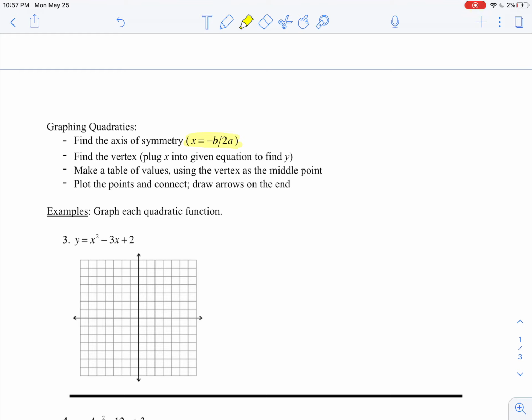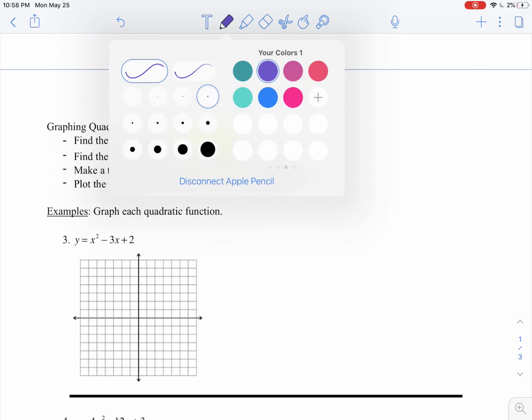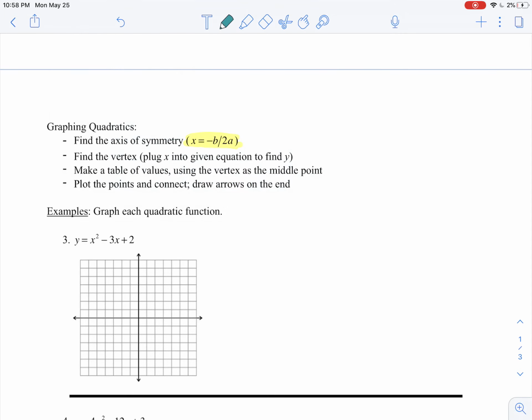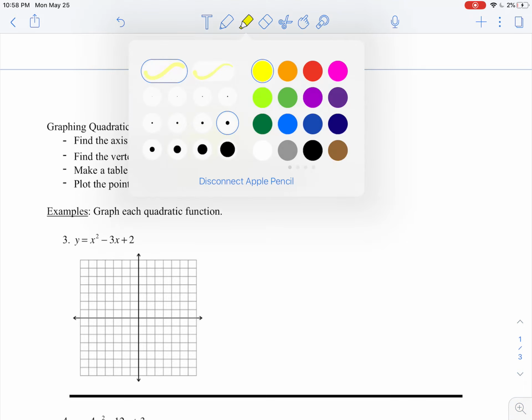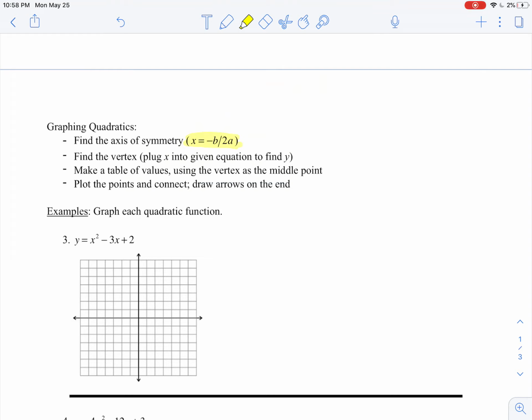Then we're going to find the vertex, make a table of values so that we can find other points on our graph, plot the points, connect the dots, make sure we put our arrows at the ends. So let's run through all of these steps in question number 3. So it says graph each quadratic function. So first we're going to start by identifying A, B, and C on the equation.